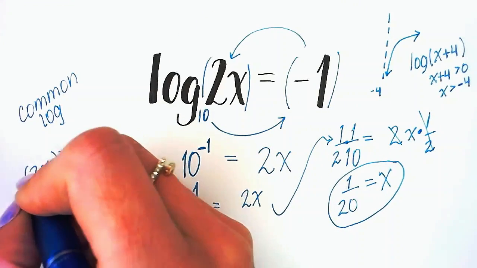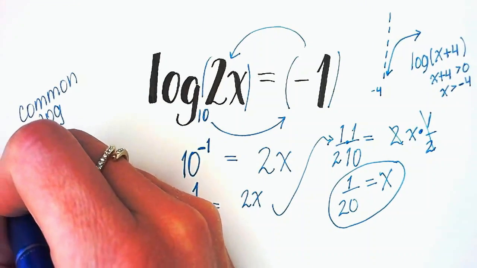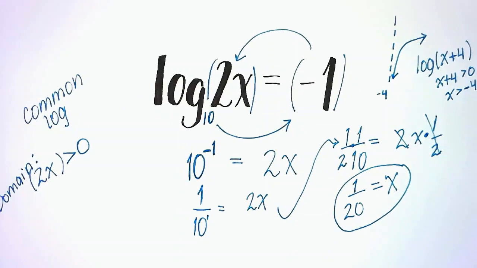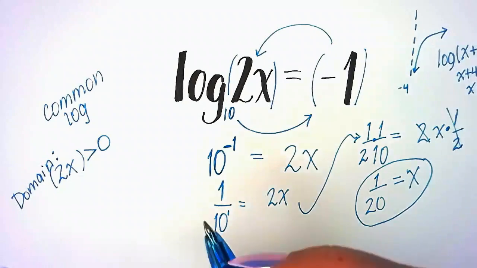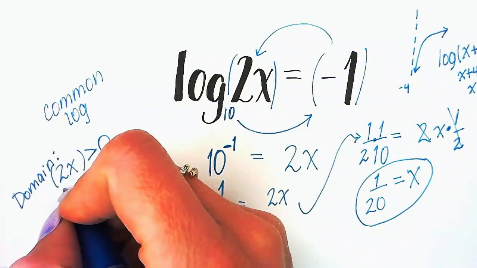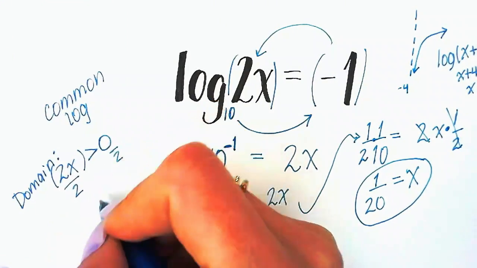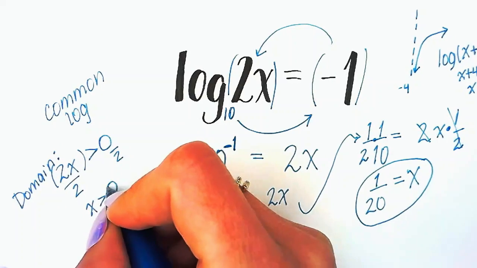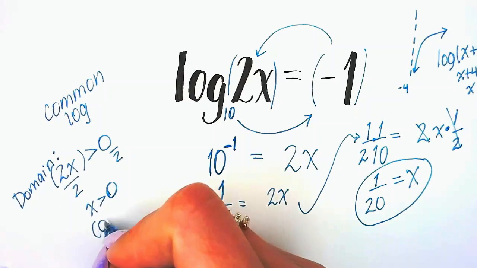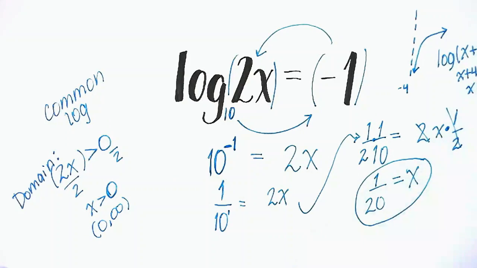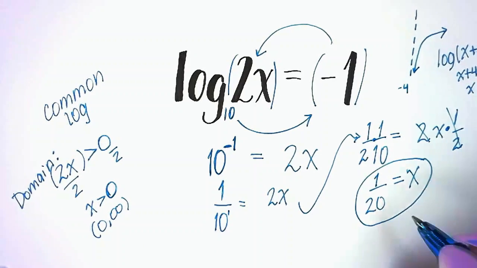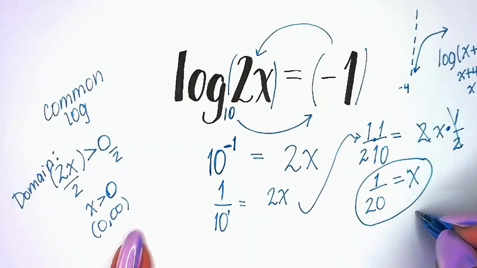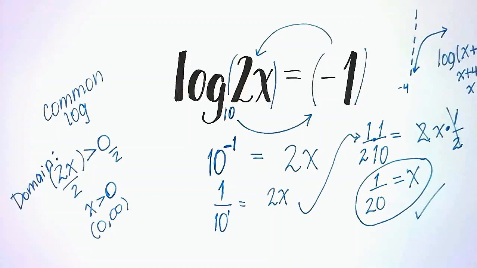If I wanted to solve for x here, again, remember, we're finding the domain. In order to get x alone, I'm going to divide by 2. X is greater than 0 divided by 2 is 0. So that means that we can have anything from 0 to infinity as our answer. 1 over 20, is that between 0 and infinity? Yes. So this answer is fine.